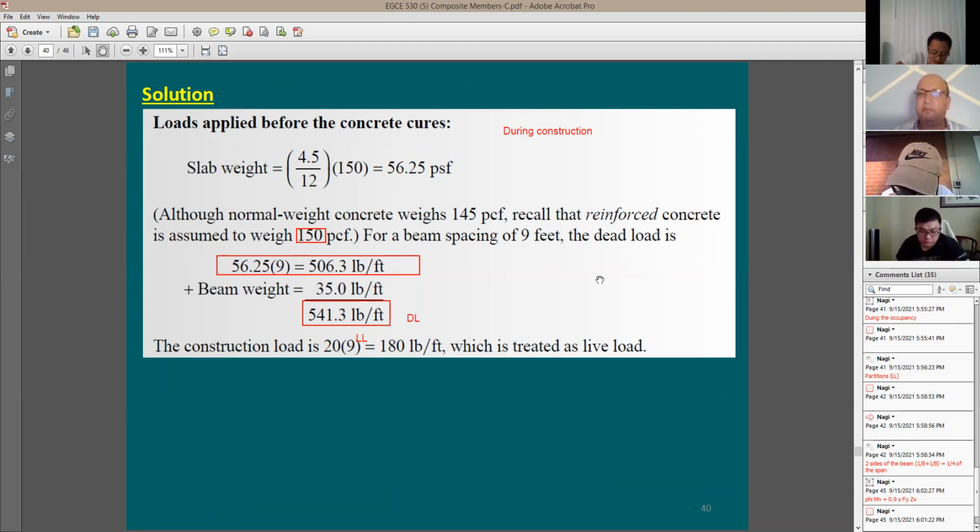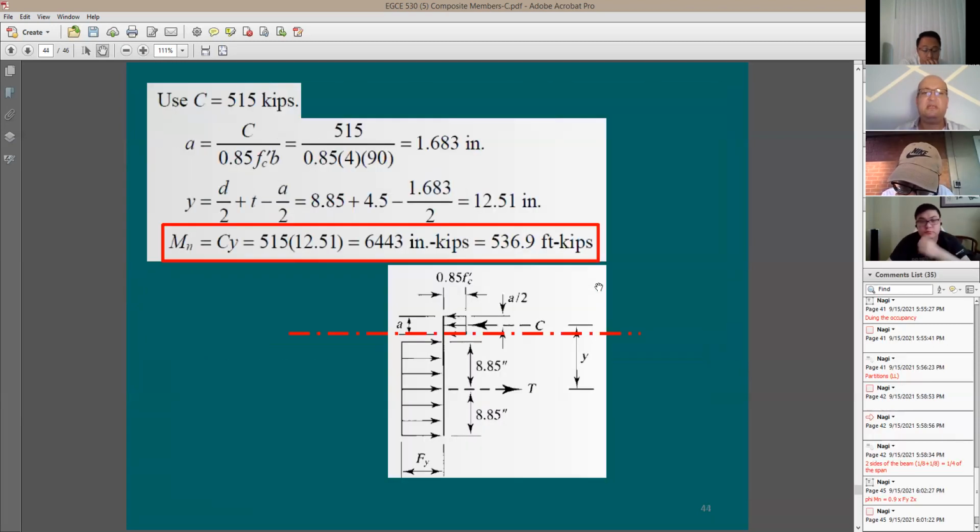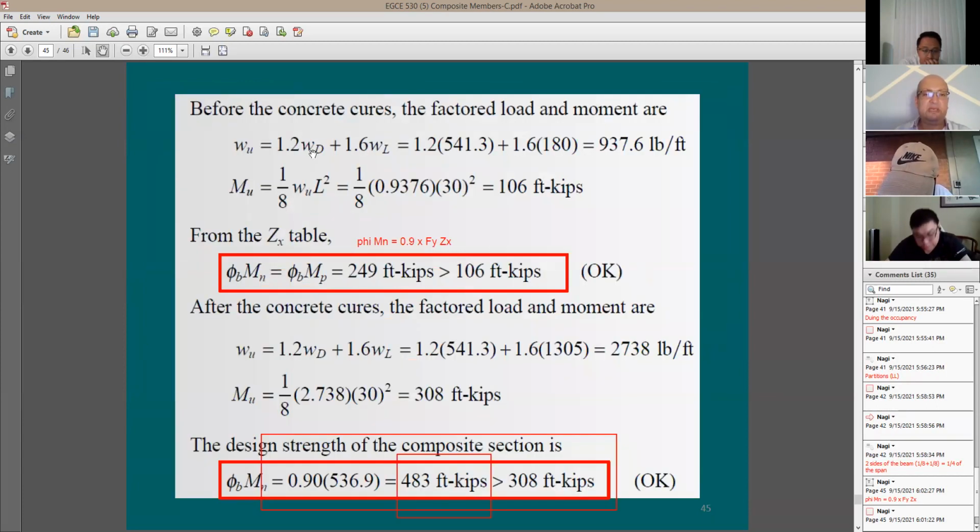I should be able to do 1.4 times dead versus 1.2 times dead plus 1.6 times live. So, okay, let's do that. Here is 1.2 times dead plus 1.6 times live. Those are the load factors. So I have 937.6 pounds per foot. Now, can I figure out the moment? The span is equal to 30 feet. Here is the load after you divide by 1,000. Why do you divide by 1,000? Because this is in pounds per foot and I need kips per foot. wL squared divided by 8 for a simply supported beam. With that, I have the moment demand during construction. It is going to be 106 kip-foot.